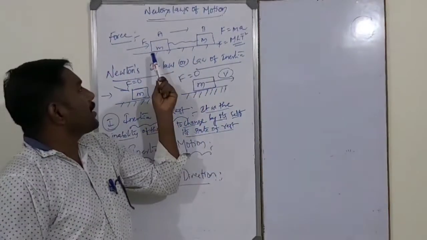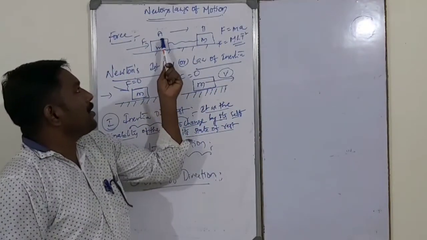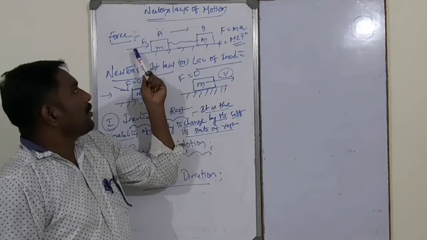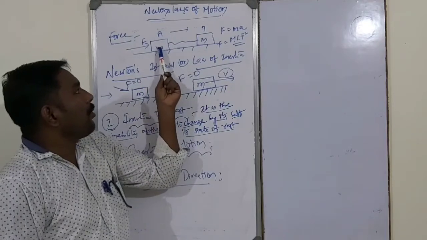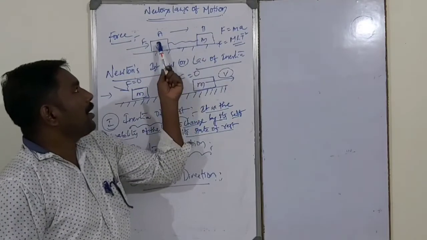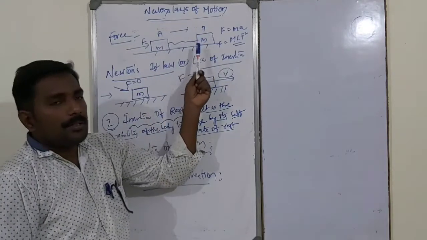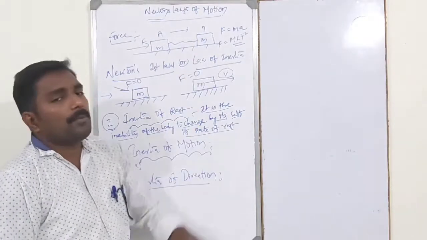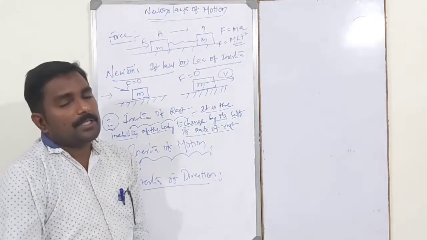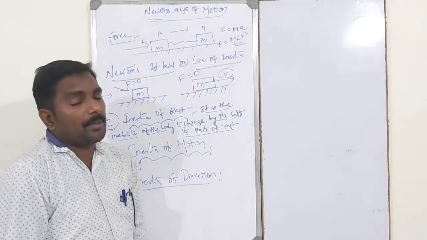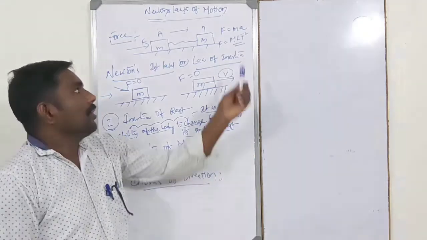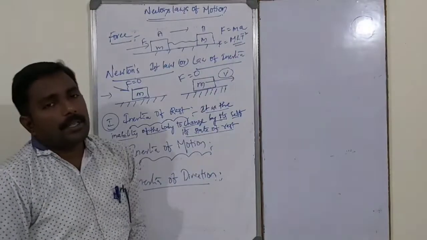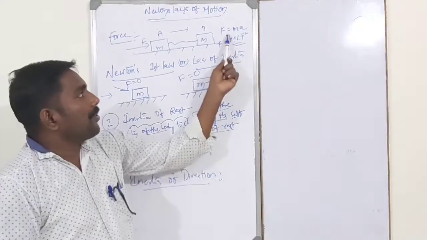Suppose we consider a body of mass m initially at A. Some force is applied on the body. The body moves from A to B. So some external agent applied on a body changes the position of the body from one region to another. That external agent is nothing but force. So F is equal to ma, that is Newton's second law.